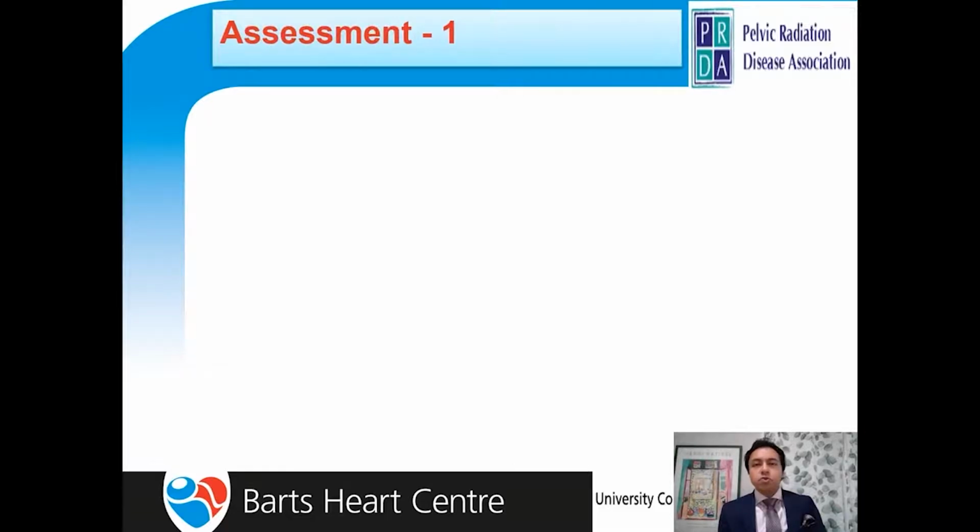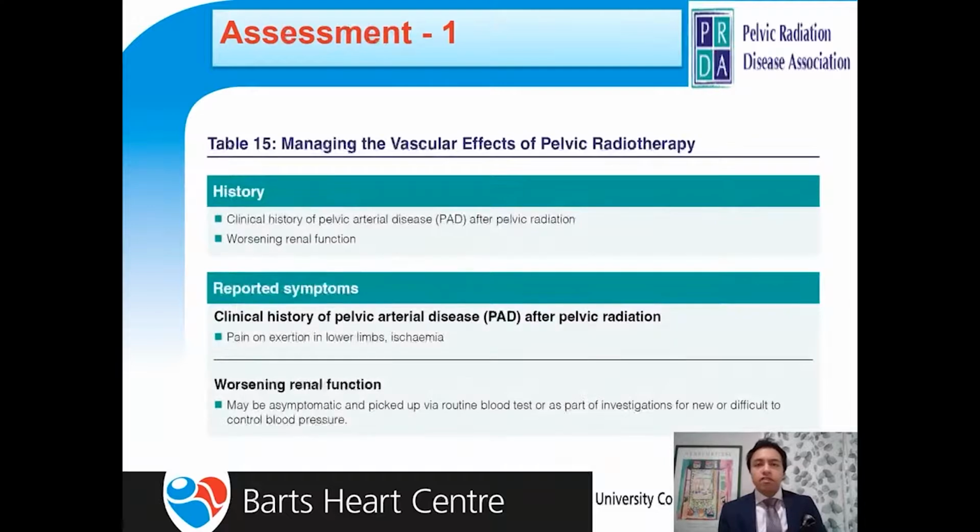So how do we assess these patients? Let's see what the toolkit says. The very important point, as always in medicine, is taking a good history to try and understand the timing of events and also to understand what is happening with the renal function.